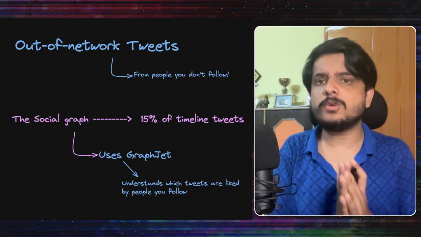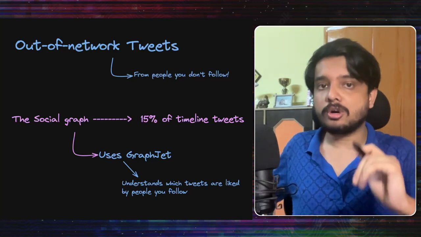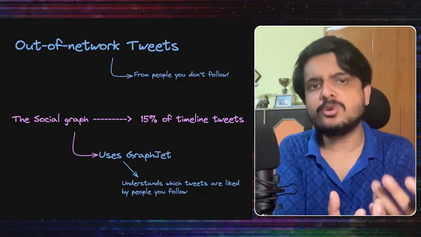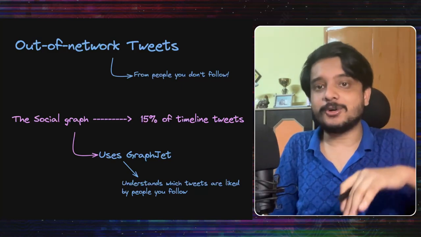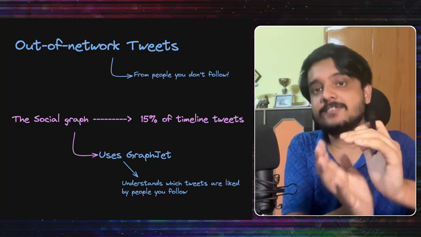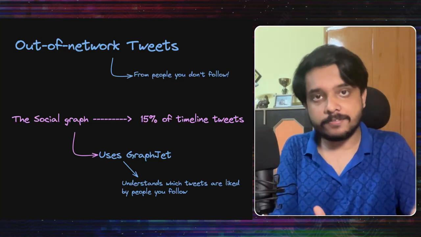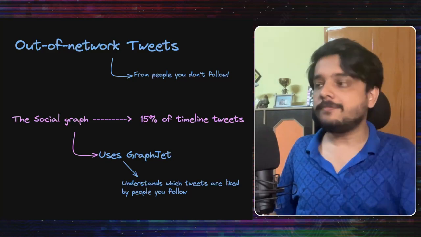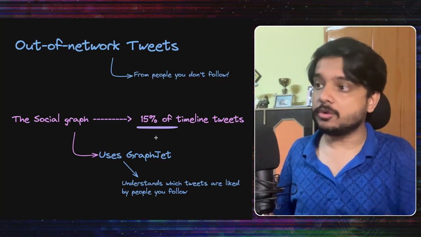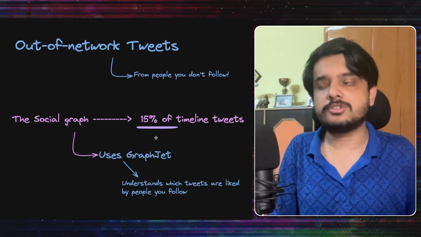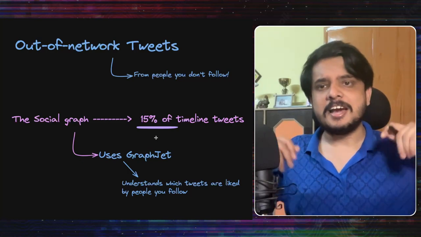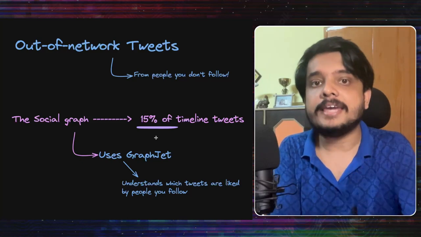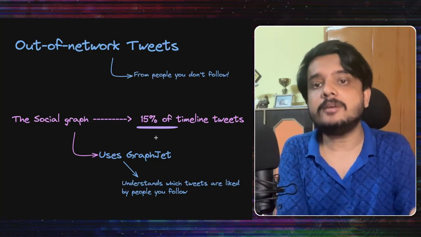Okay, now that we are done with the in-network tweets, let's talk about the out-of-network tweets, or the tweets from people that you don't follow. As I showed you before, there are two places that this feed is made up from: the social graph and the sim clusters. So let's take a look at the social graph first. 15% of all tweets in your timeline come from this source, which is not very little, actually. The social graph puts tweets in your timeline which are liked or positively interacted with by the people you follow.